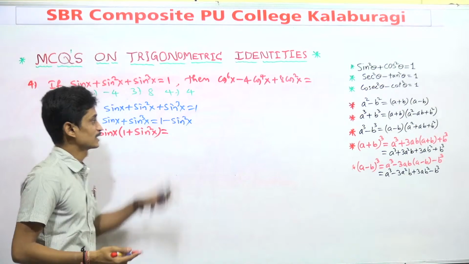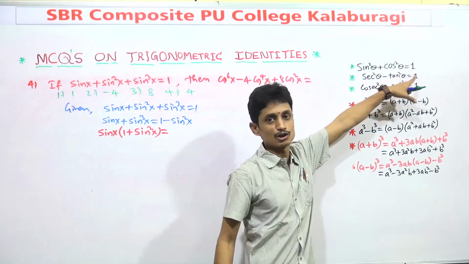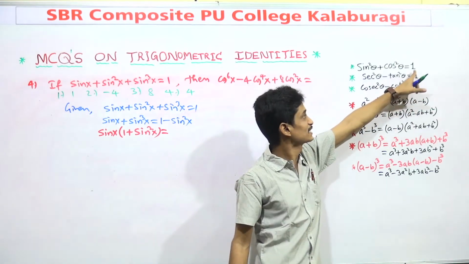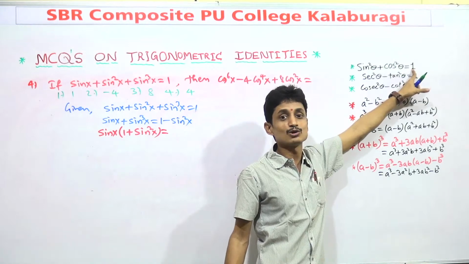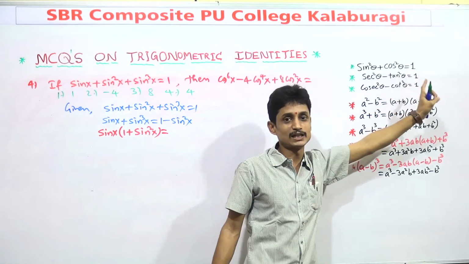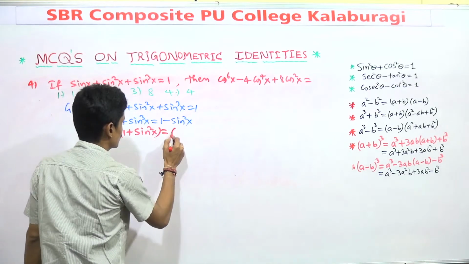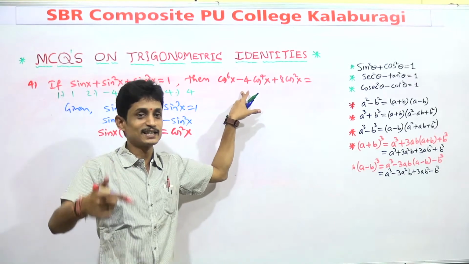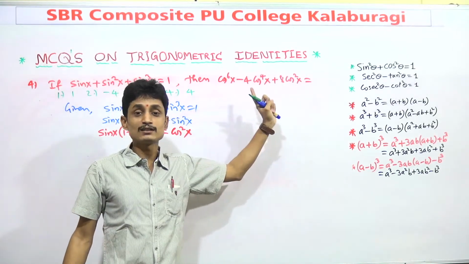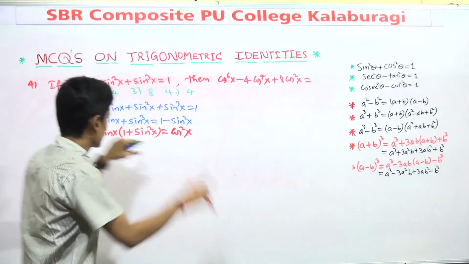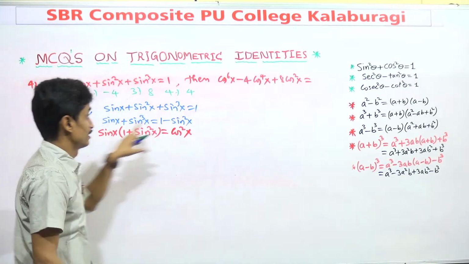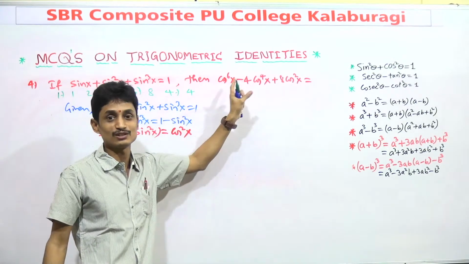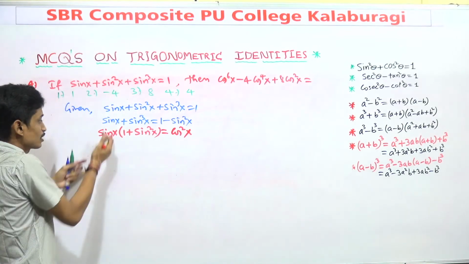Everyone knows that sin square theta plus cos square theta is 1. Shifting sin square theta to the RHS side, you will get cos square theta equal to 1 minus sin square theta. So I write that value as cos square x. Look at the question and we'll get an idea. In that expression, every term is in terms of cos, but here we have some terms in sin. So we should modify sin to cos. Every term we should convert to cos.